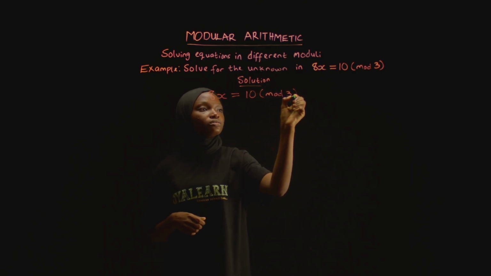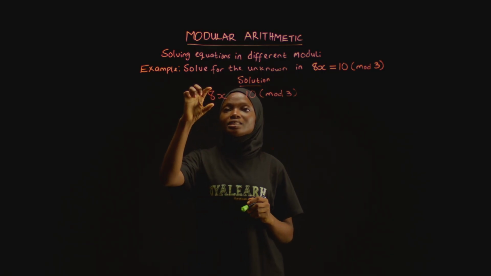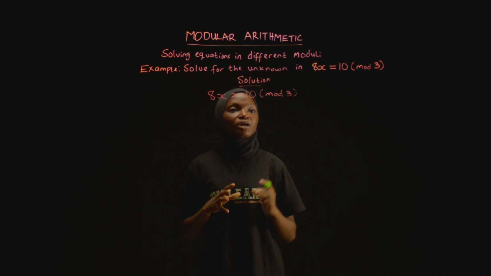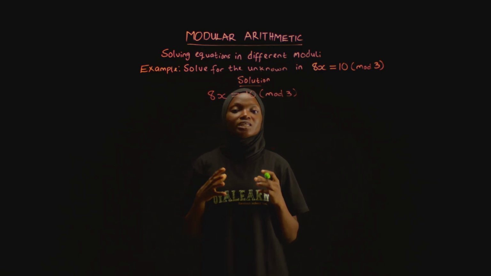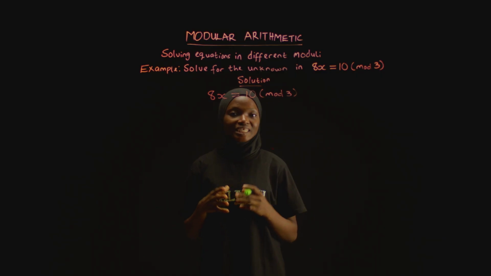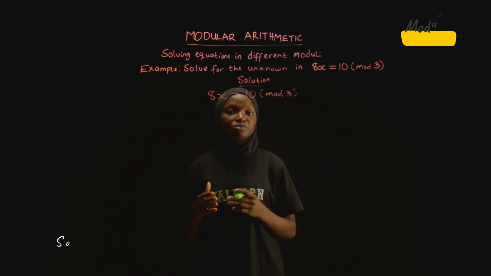mod 3. Here you realize that both 8, the value we have here, and 10, the value we have here, are not numbers we can have in mod 3. So here we will convert both 8 and 10 to a number we can have in mod 3. And how do we do that? To convert 8 to a number in mod 3, we divide by 3 and take the remainder. Now when we divide 8 by 3, that gives us 2, remainder 2.